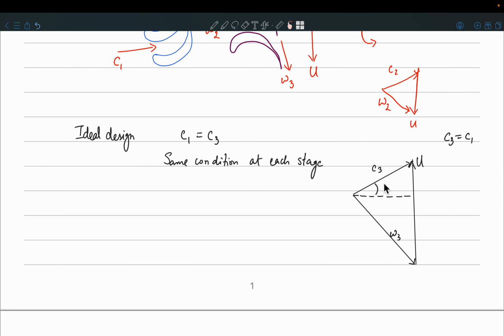and we can also demarcate these angles. So this is the absolute angle, okay, and this is the relative angle. So the absolutes will be denoted by alpha, relatives will be denoted by beta. Okay. And now let me draw the outlet velocity triangle.